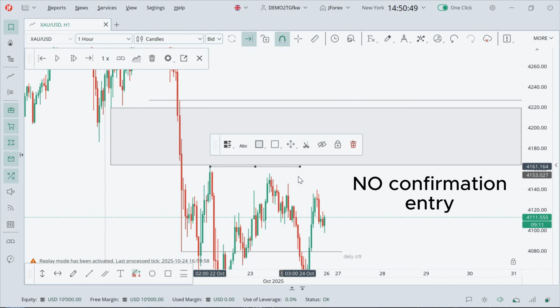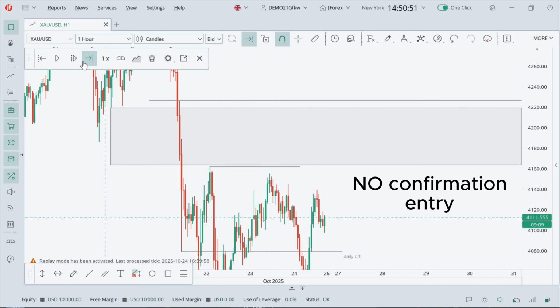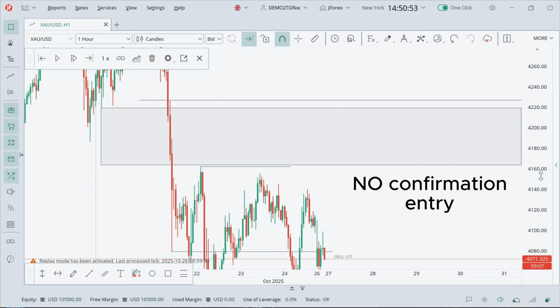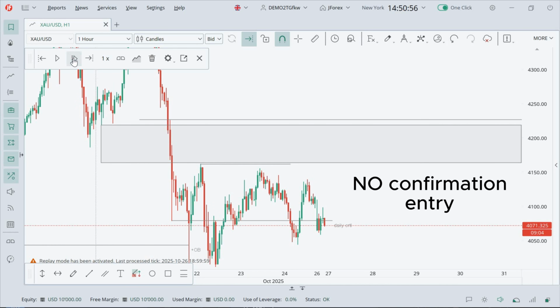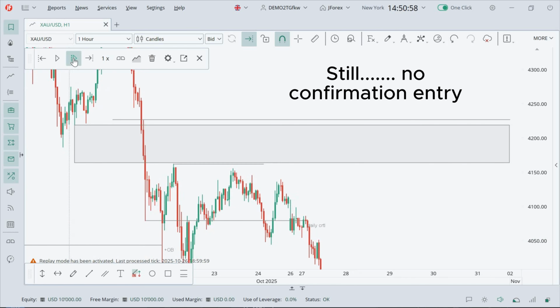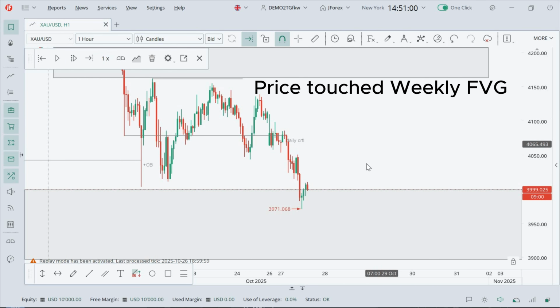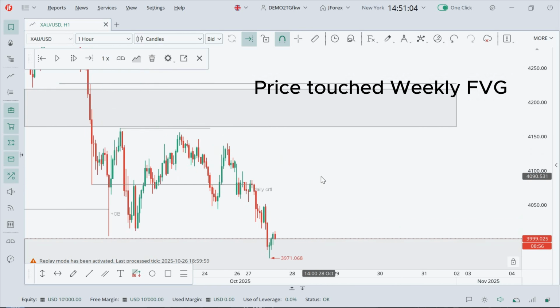There is no confirmation entry for our daily CRT. No market structure shift, no change in state of delivery. Now let's see where price will go. Still there's no confirmation entry. Now price touched the weekly fair value gap.